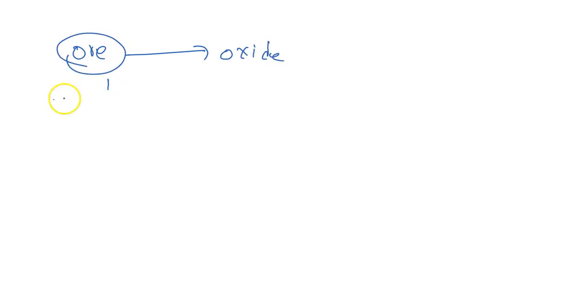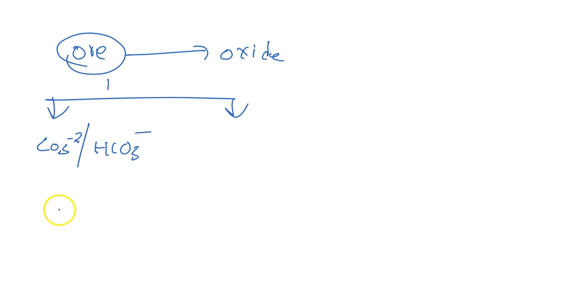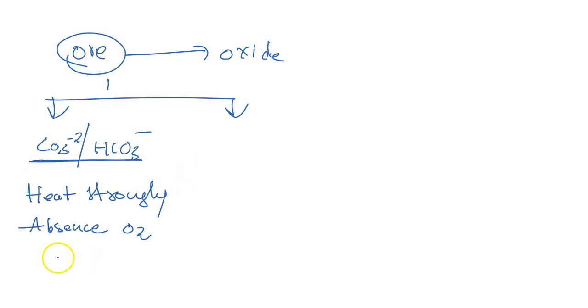Turning the metallic ore into its oxide form happens based on the nature of the ore. Say you have a carbonate, CO3 2-, or a bicarbonate, HCO3 minus. Then you have to heat it very strongly in absence of air or oxygen. That's when you can convert this carbonate or bicarbonate ore into its oxide form. And you call this process calcination. Isn't it familiar? We spoke about it in part 1 as well, correct?